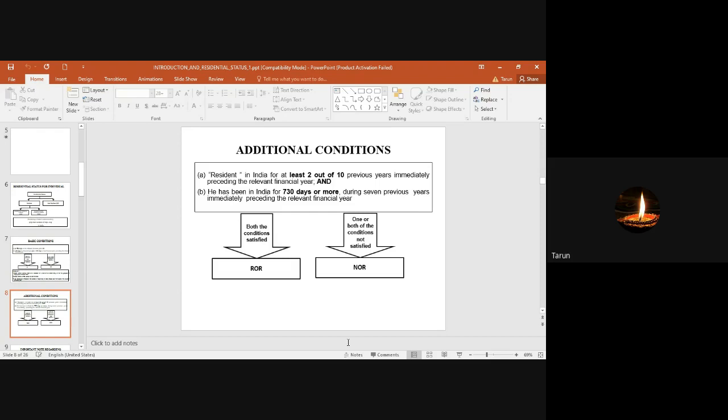So if you talk about these two conditions, they are almost similar. It means a particular individual or a resident has to spend 730 days or more. If he satisfies this condition, he becomes an ordinary resident of India, right? If none of the additional conditions has been satisfied, he becomes a non-ordinary resident. So any doubts in these additional conditions?